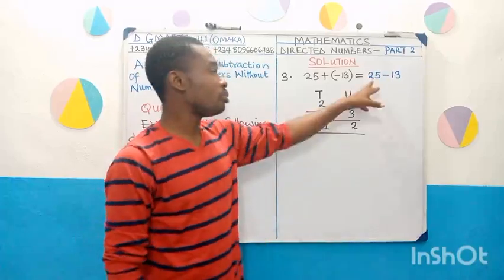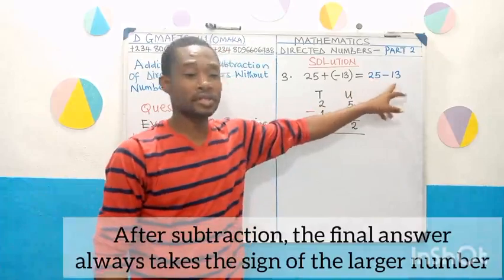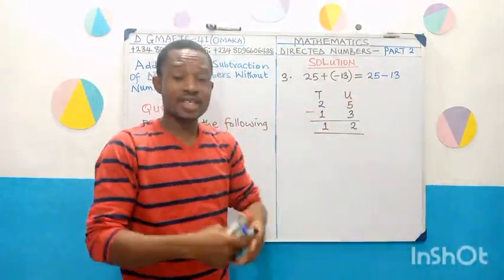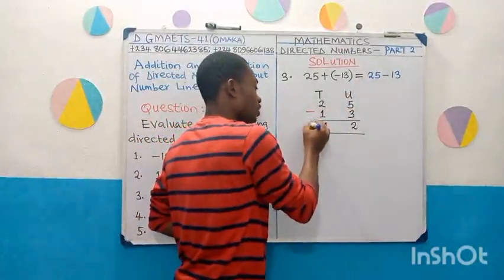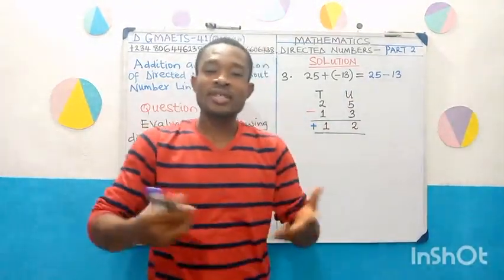The sign of the bigger number will always go with it. The bigger number here is 25. The sign is plus, I've told you. So this will be plus 12. Plus 12. And the reason is simple.